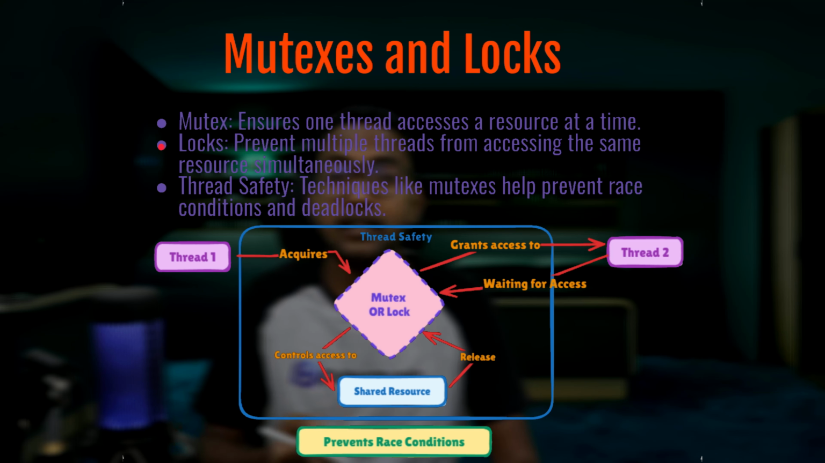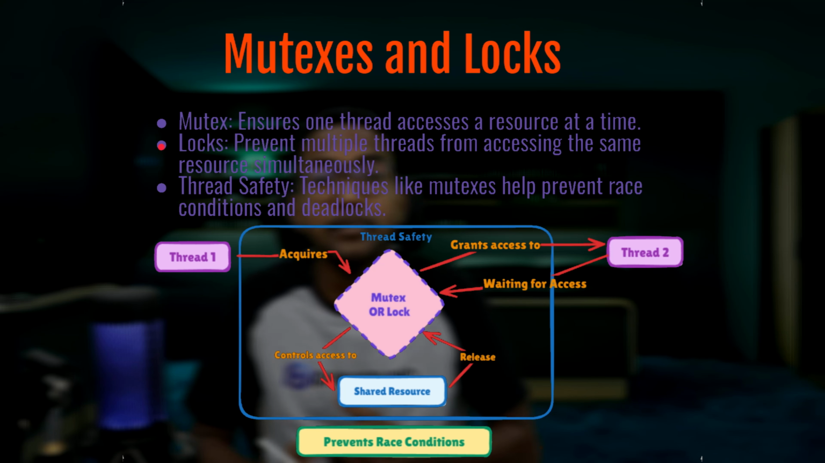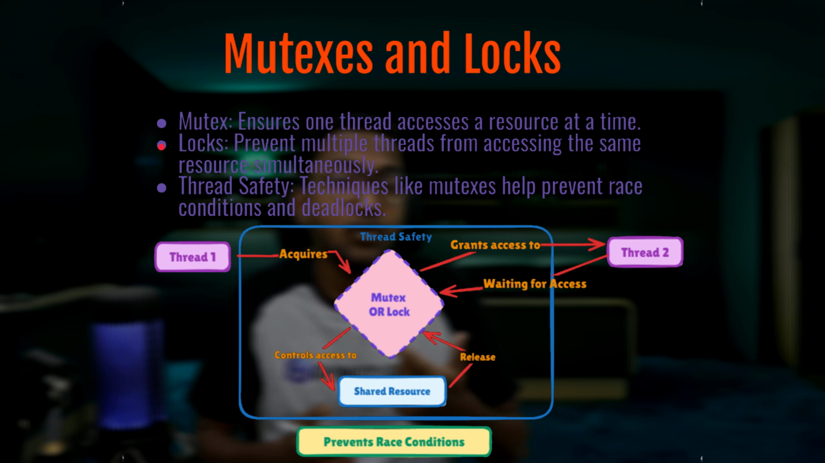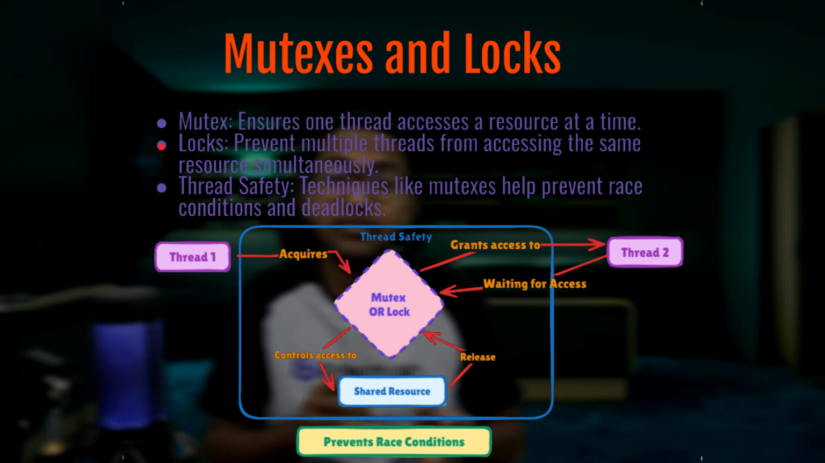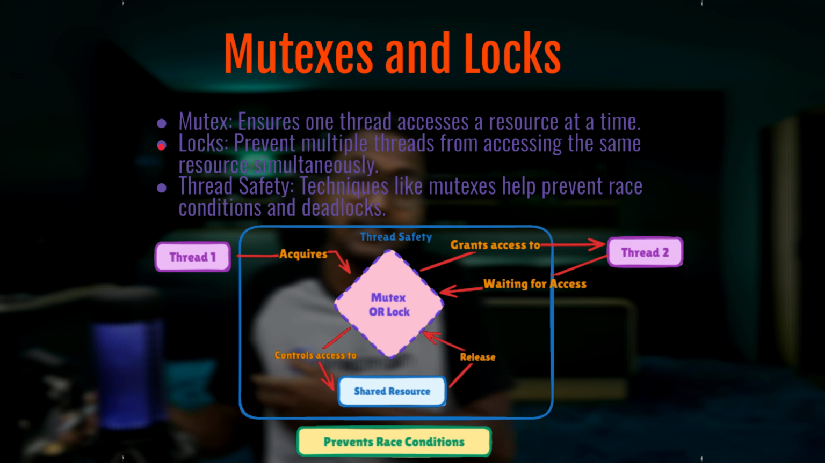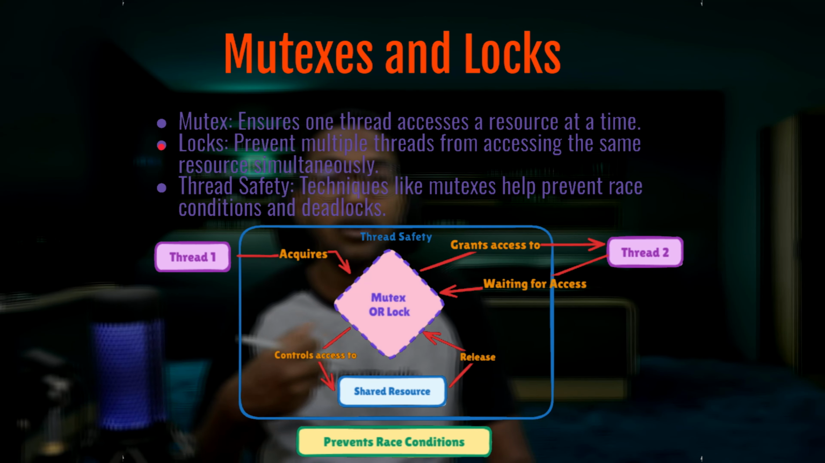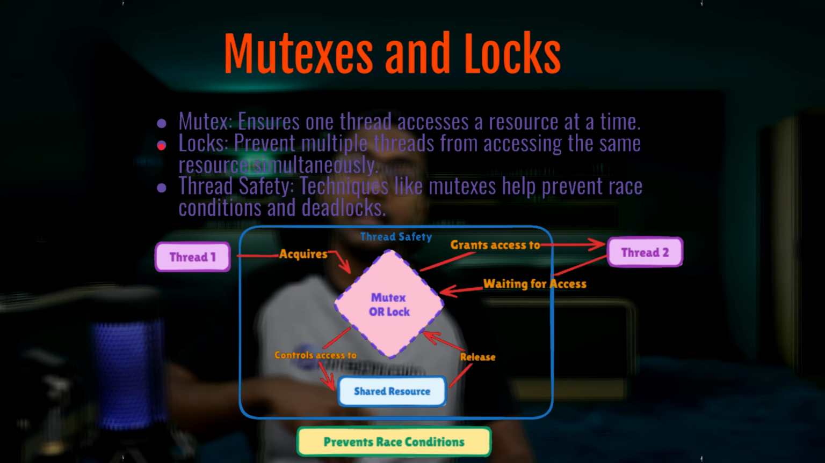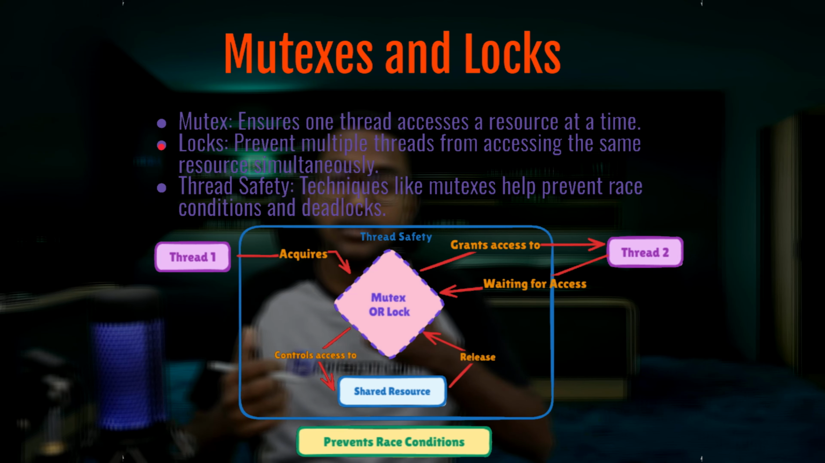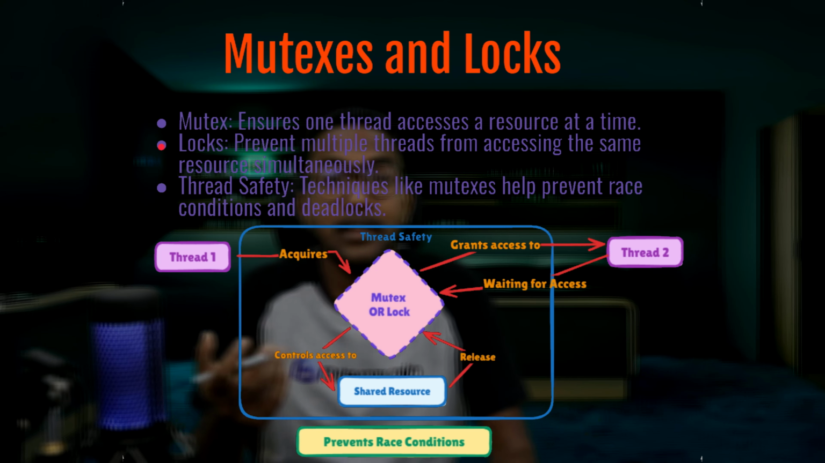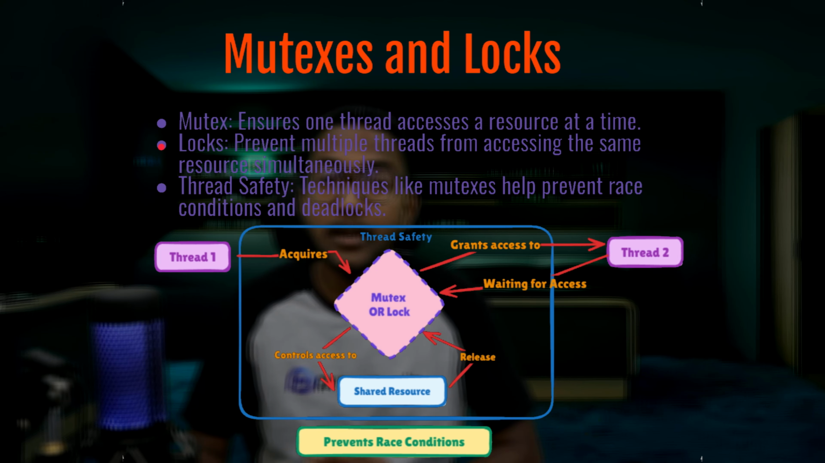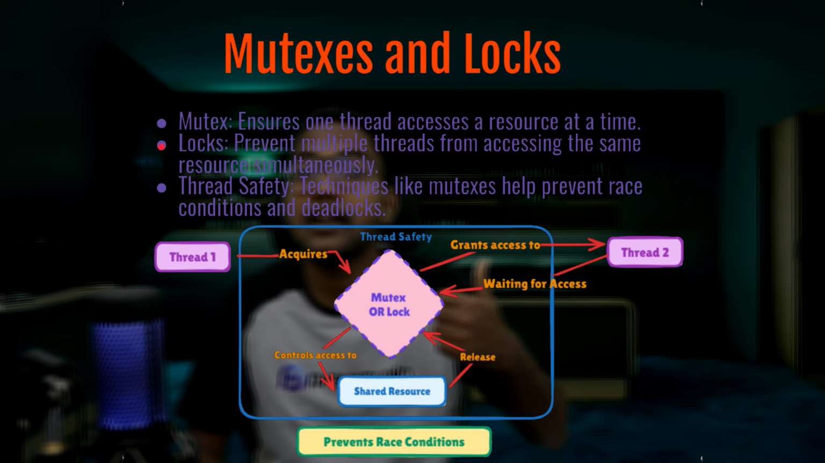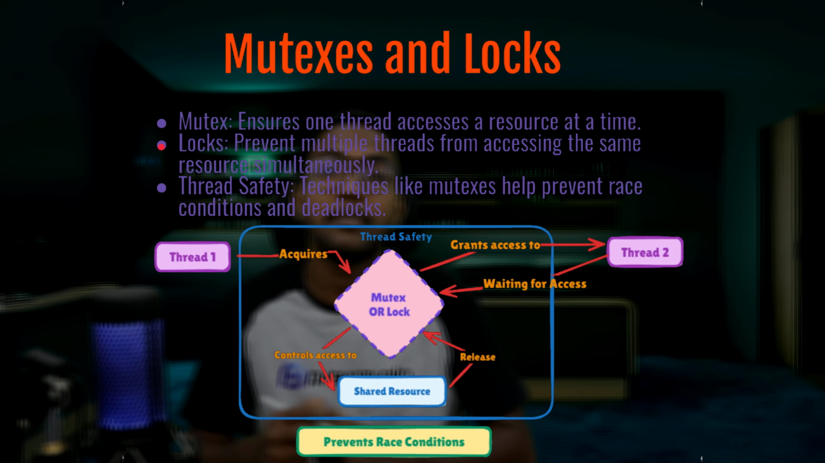Let's take a practical example. Imagine you are writing a program where two threads need to update the same bank balance. Without a mutex, both threads could try to modify the balance at the same time, which could lead to inconsistent results. One thread might withdraw money while another deposits money, and depending upon the execution order, you could end up with an incorrect balance. So by using a mutex, you can ensure that only one thread updates the balance at a time, preventing any conflicts. Next, we have locks.